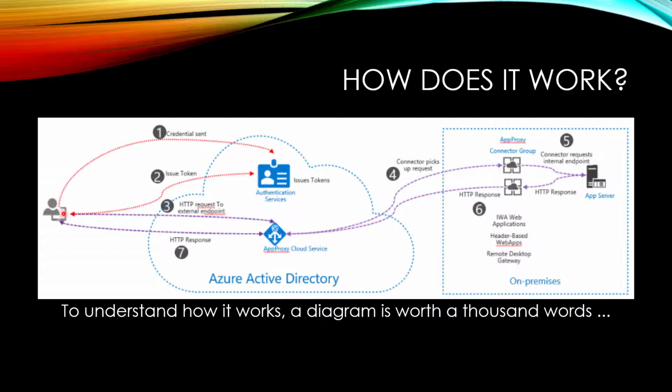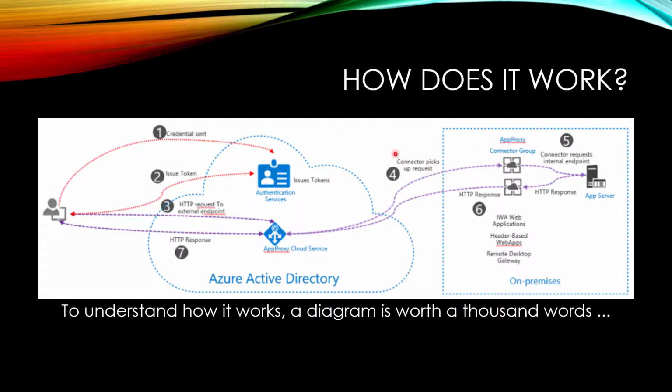Now, if we have a published application, if we think about this as starting from scratch, step one is we get authenticated so that Azure knows who we are, and we end up getting a token back here in step two. Step three is the request to the external endpoint. This goes out to the App Proxy cloud service, which is an endpoint for our application proxy.